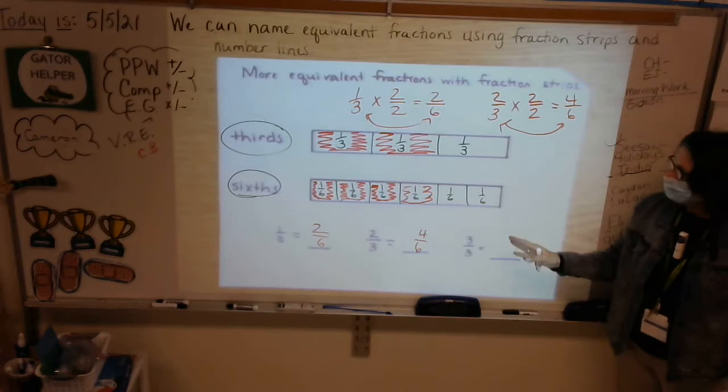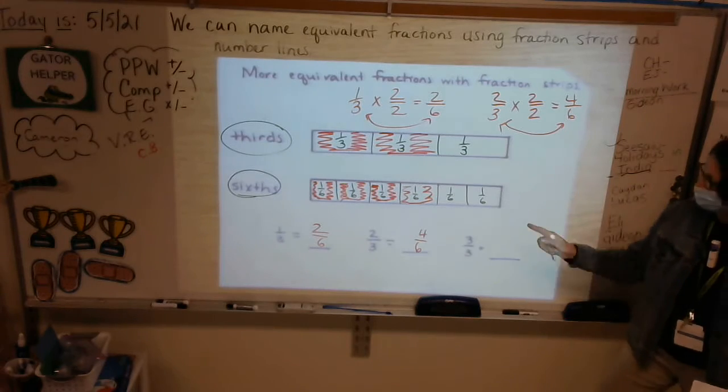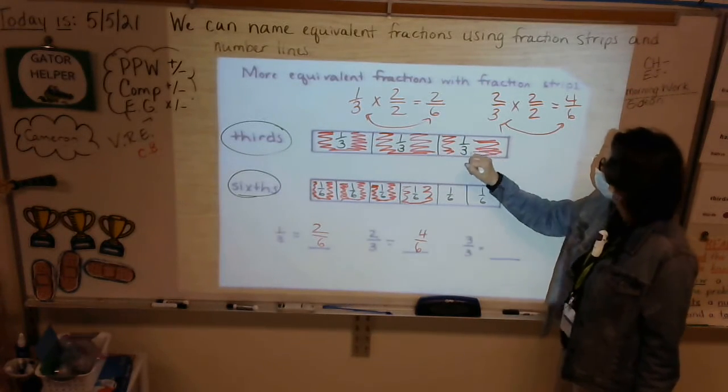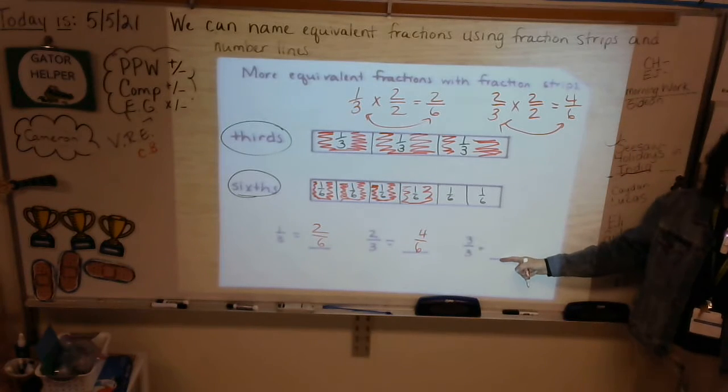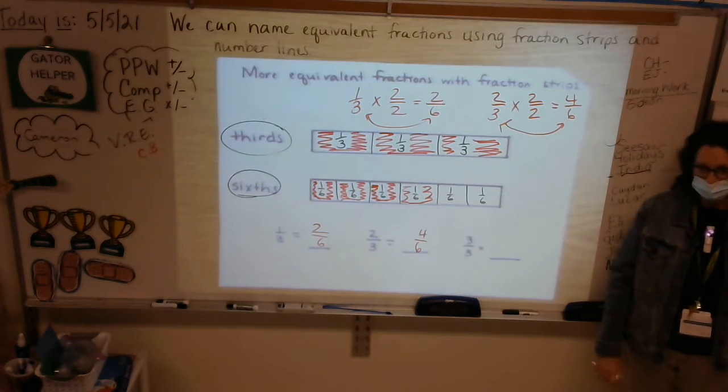All right? And now, last but not least, this is the one that you guys discovered on the previous page. Let's color in 3/3. And we want to find a fraction equivalent to 3/3. How many sixths do we have to color in? You've got to keep going. You've got to label all of them.